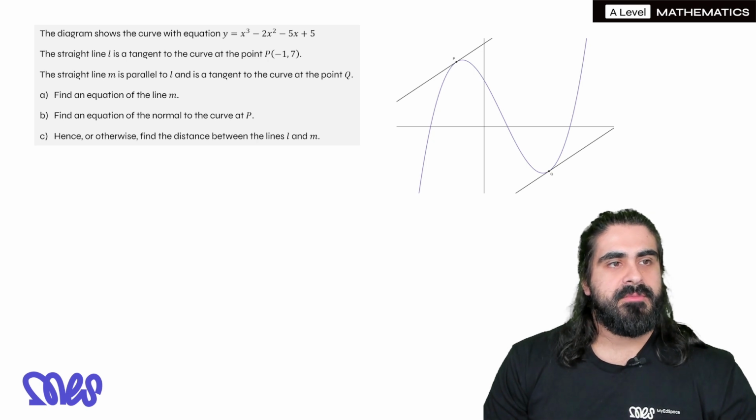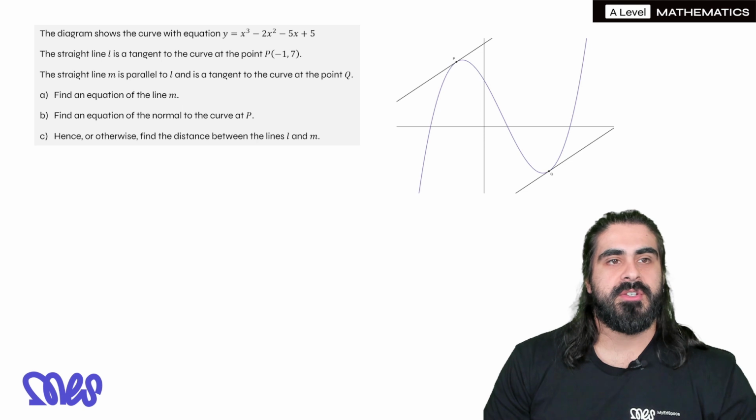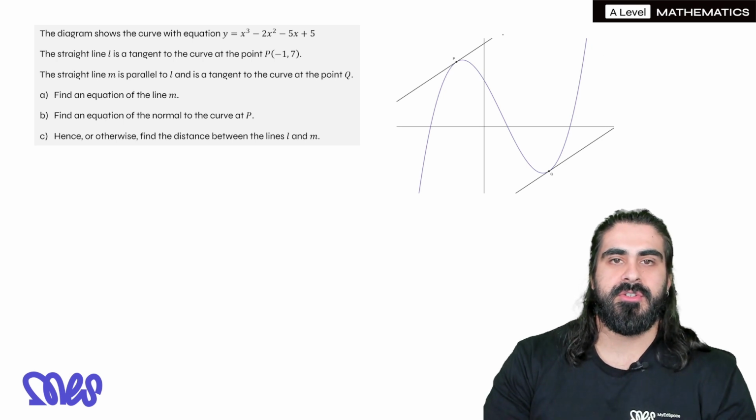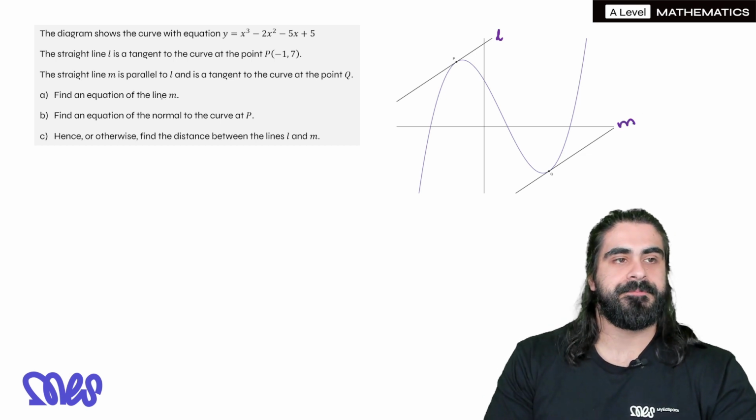Next question, the diagram shows the curve with the equation y equals x cubed minus 2x squared minus 5x plus 5. The straight line L is a tangent to the curve at the point P, minus 1, 7. The straight line M is parallel to L and is a tangent to the curve at the point Q. Okay, so this is the line L and this is the line M. Find an equation of M.